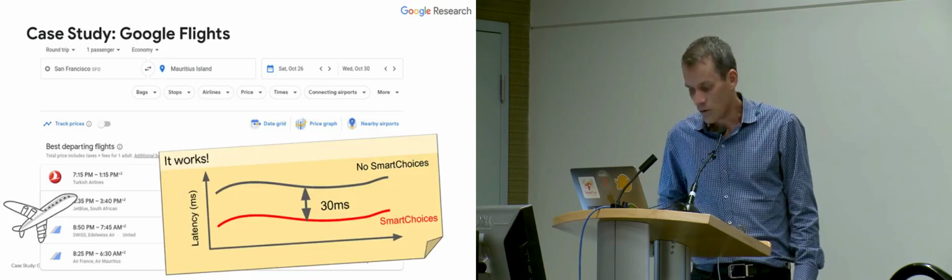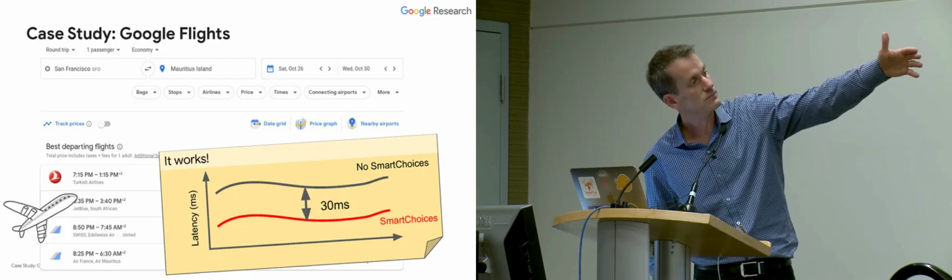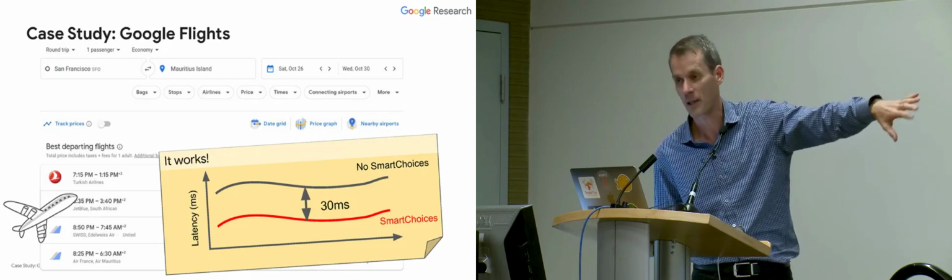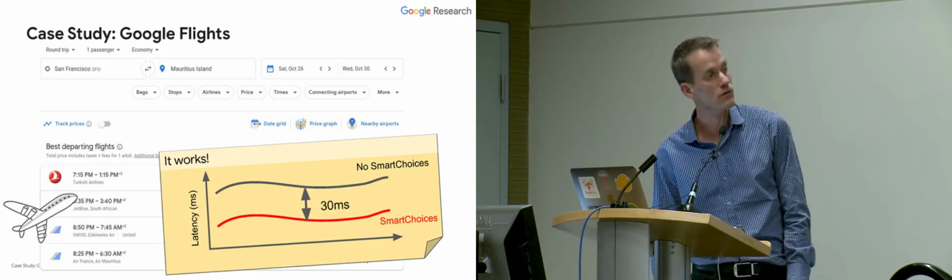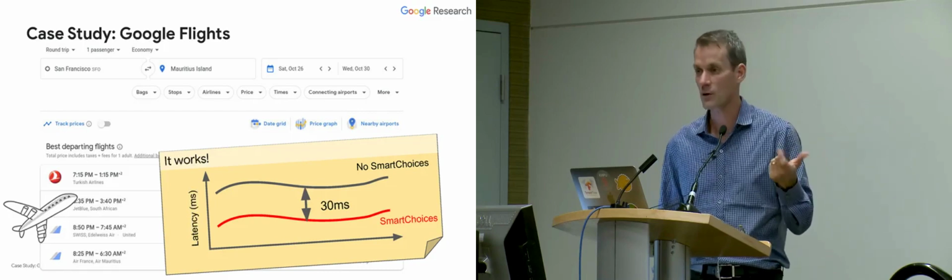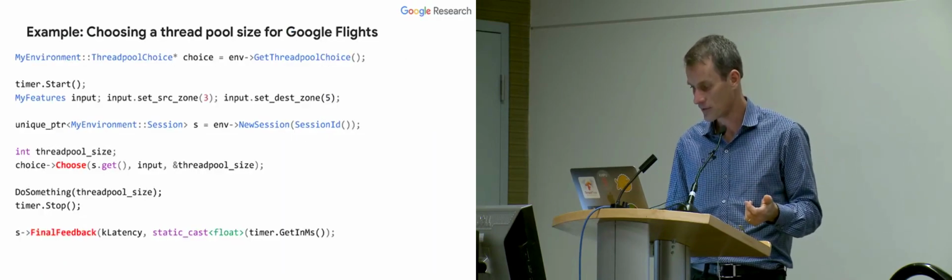And so one of the things we've been able to do is reduce the latency by 30 milliseconds with basically no increase in CPU by making this choice a learned choice. And I'll show you the code that does that.